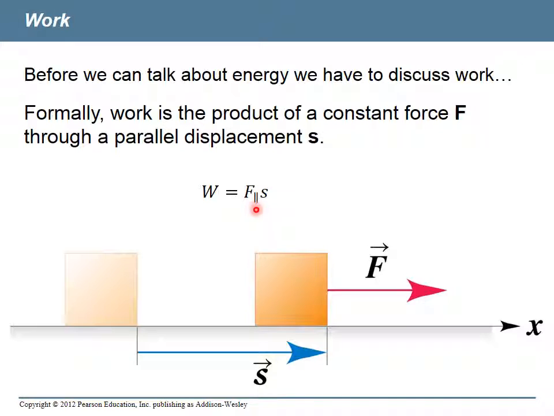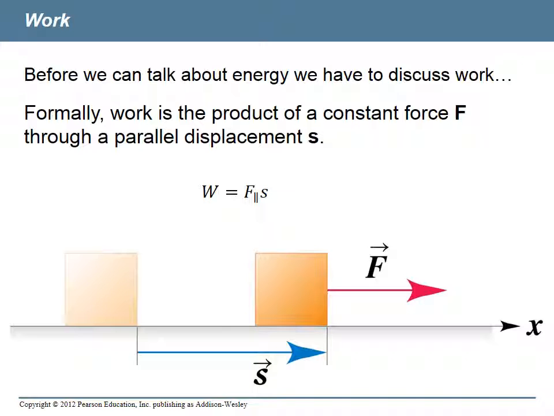Now, the force here has to be parallel to the displacement. So work is defined as the force times displacement, but specifically the component of the force parallel to the displacement. So if the force acts perfectly horizontally and the displacement is also perfectly horizontal, it just becomes the force times the displacement. Now, if we were to draw a free body diagram of this, we also know that there's a weight acting down and a normal force acting upwards, right?